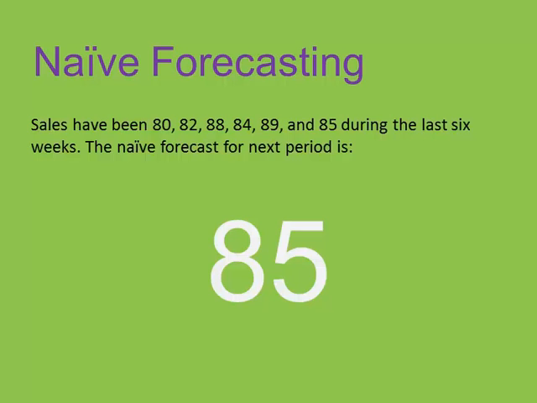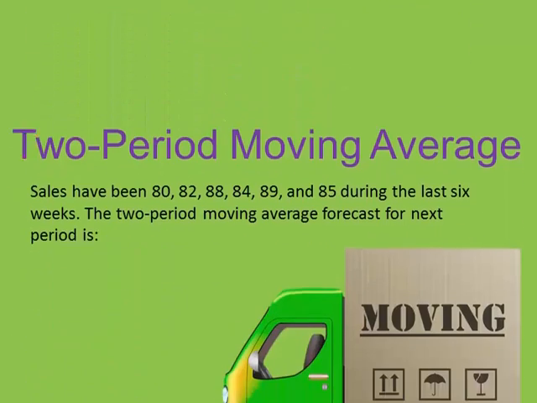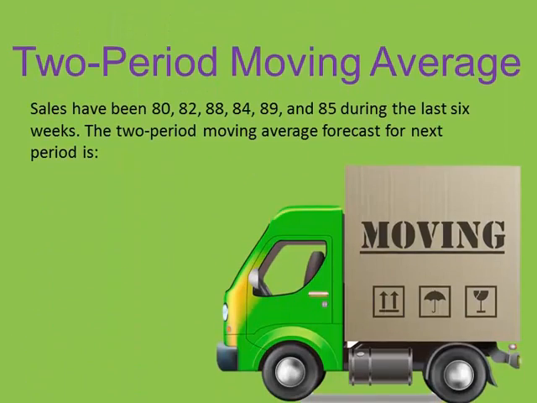Perhaps a better method than the naive forecast is the 2-period moving average. This is kind of nice because it smooths out any unusual blips that can happen whenever you use a moving average. Now remember, each one of these methods has its pluses and minuses, so do keep that in mind. No method is exactly perfect. But let's look at the 2-period moving average.